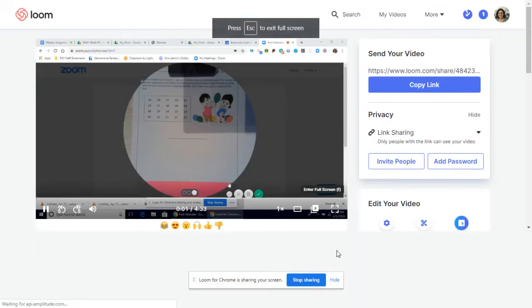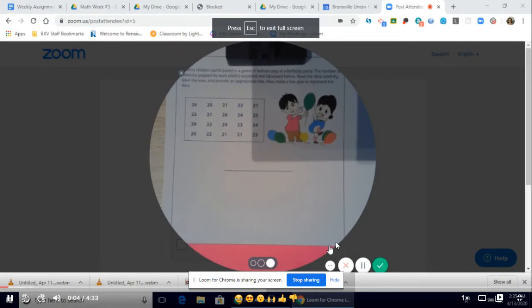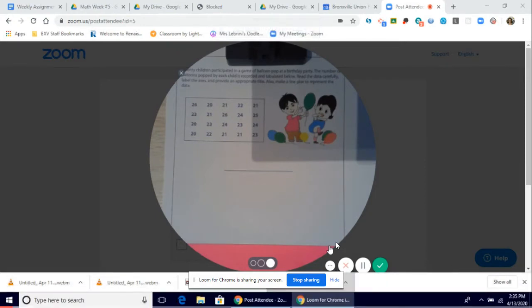So yesterday we learned how to read and interpret a line plot. Today we're going to be focusing on how to create a line plot given the data. So let's read our scenario. 20 children participated in a game of balloon pop at a birthday party. The number of balloons popped by each child is recorded and tabulated below. Read the data carefully, label the axis, and provide an appropriate title. Also, make a line plot to represent the data.